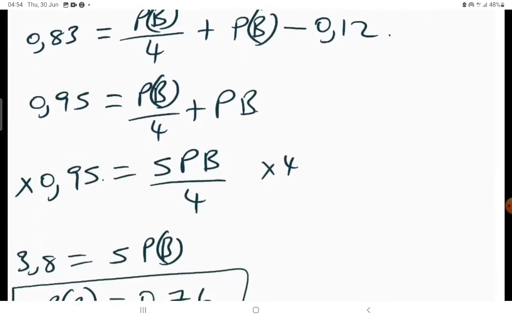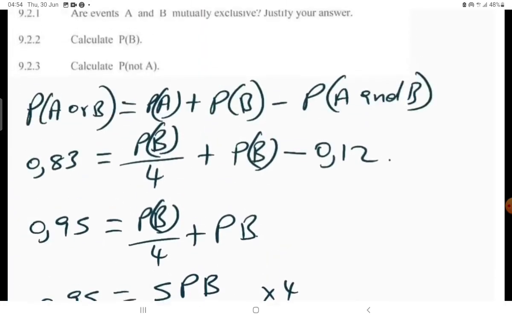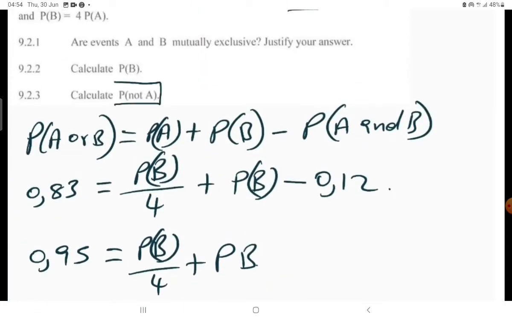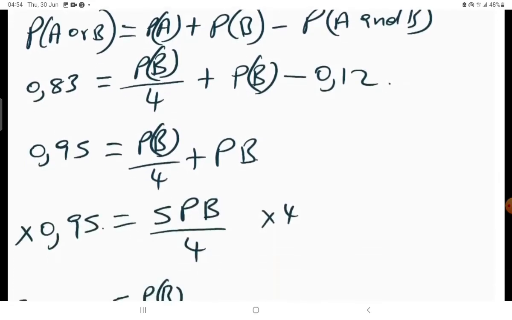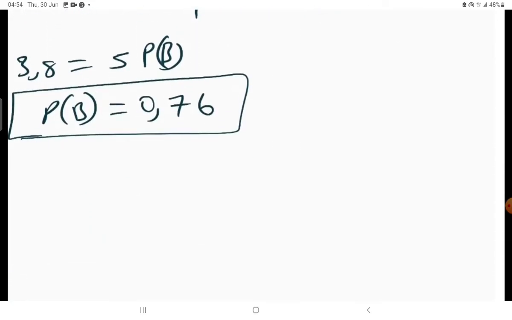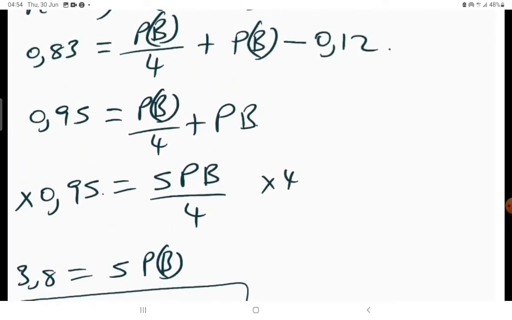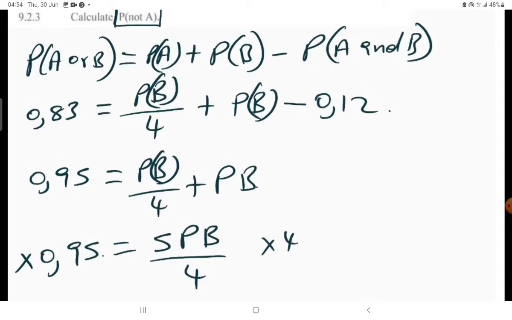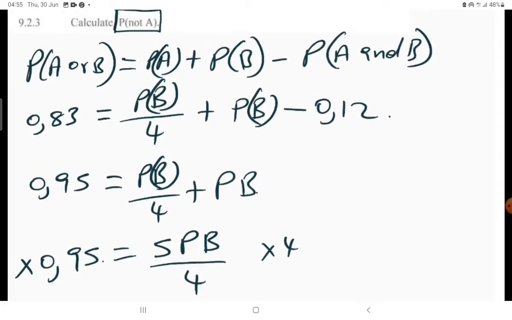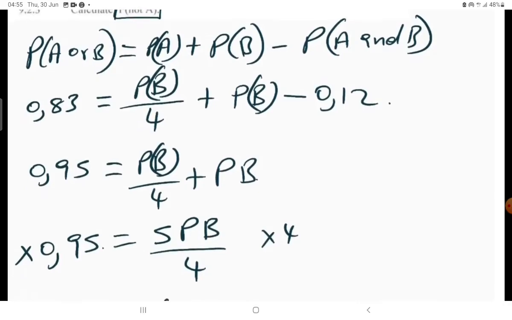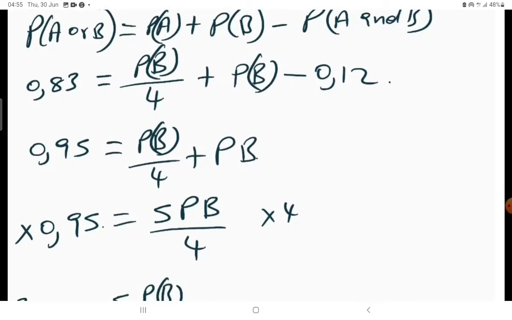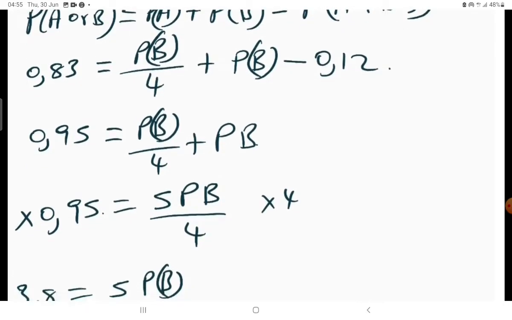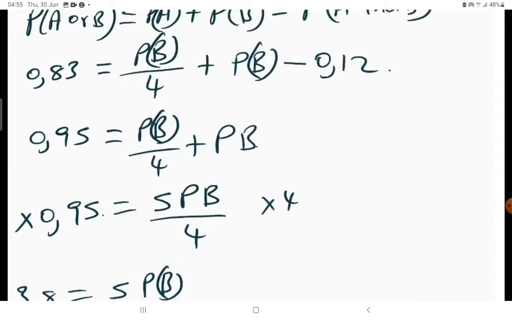On that note, we can also focus now on the probability of not A. To find the probability of not A, we first need the probability of A. Let me just drop this one.